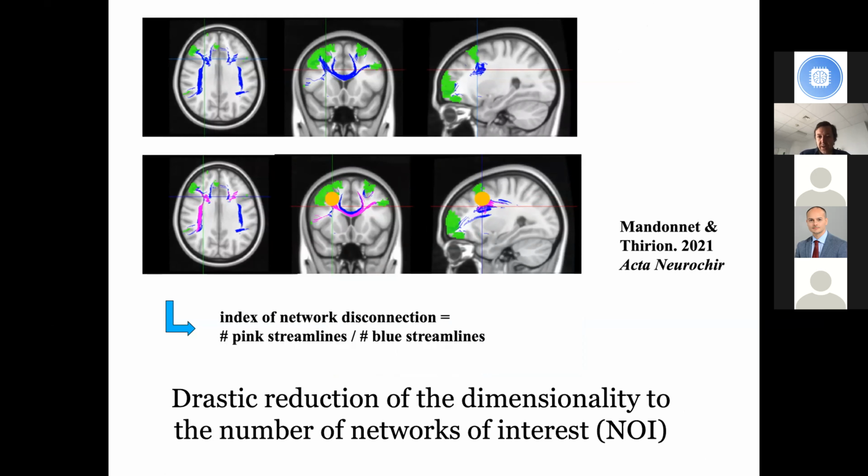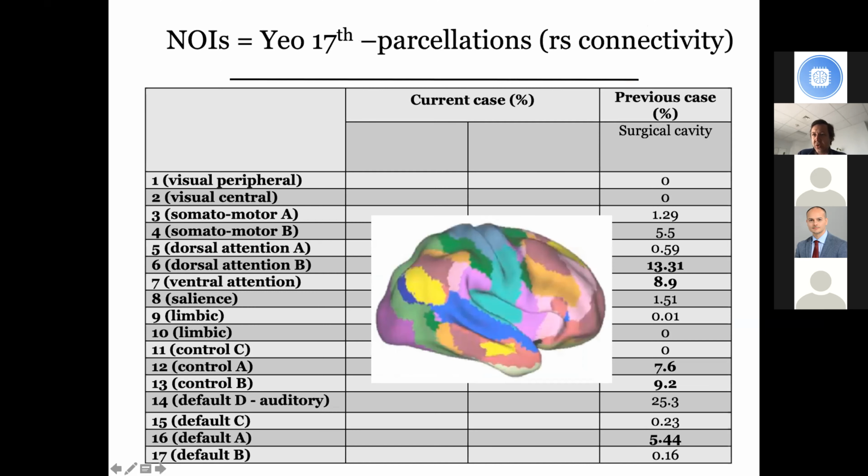And by doing so, if you do it on a number of network of interest, you drastically reduce the dimensionality because the dimensionality becomes the number of network of interest. So for example, in the case that I show you, we can use the parcellation of the brain. If you have no a priori of the network, if you don't know which set of areas you have to select, you can parcellate the brain in network based on resting state connectivity. And you can compute for each of the 17 networks, which ones are especially disconnected. So these come up with the network 6, 7, 12, 13, and 16. They have been disconnected by the surgery more than other networks.